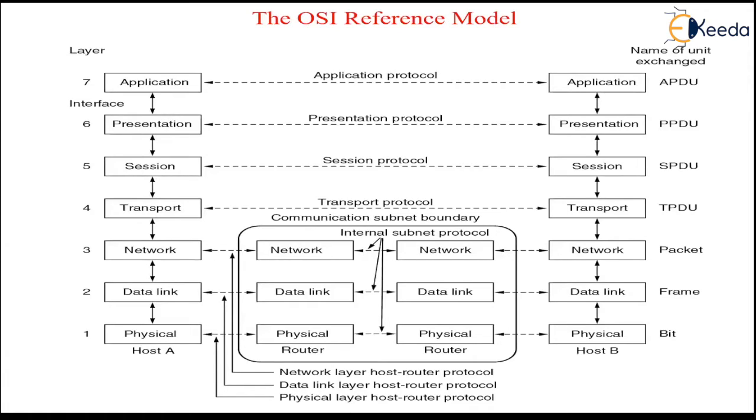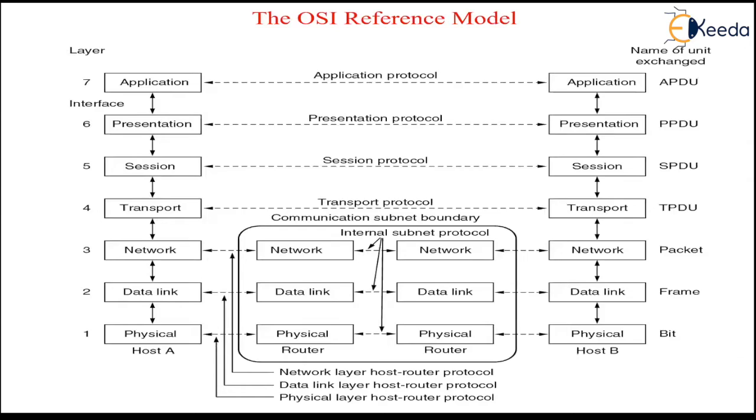Different computers use different encoding systems. The presentation layer is responsible for converting between different encoding methods. The presentation layer at the sender changes the information from its sender dependent format into a common format. The presentation layer at the receiving machine changes the common format into a receiver dependent format.